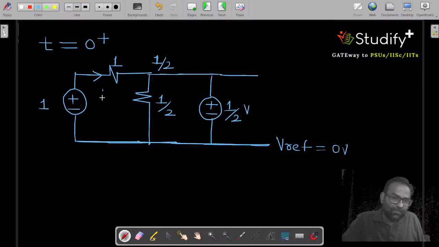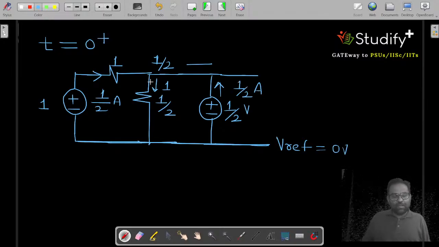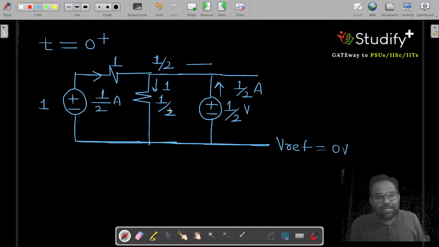So what is the current coming from here? 1 by 2 ampere. What is the current going in this branch? 1 ampere. So what is the current going inside this? The current coming to this node is half ampere. And you can verify this result. Incoming current is only half ampere, but outgoing current is 1 ampere. So who will supply the remaining half ampere? Because there is no current going in this branch, this 1 by 2 volt source will supply the half ampere.